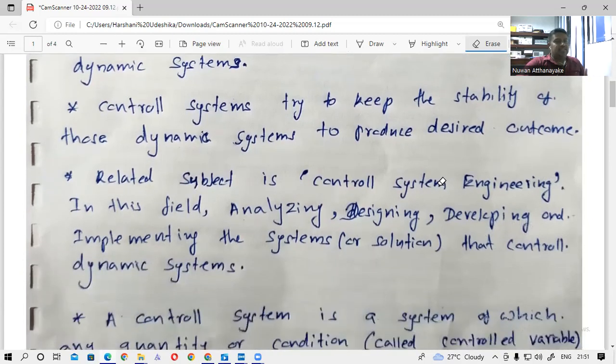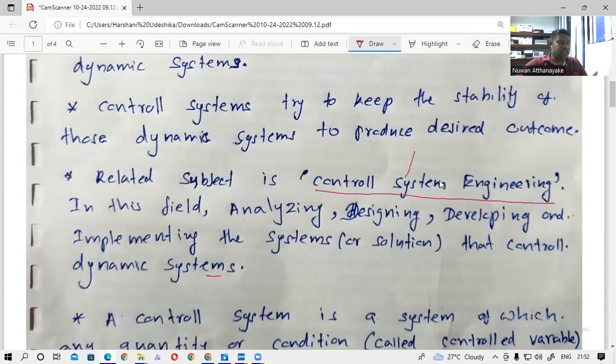So that related subject we call control system engineering. There you have to analyze, design, develop and implement systems or solutions that control the dynamic system. I think you can understand this one. What is control system engineering? It is a subject, actually.